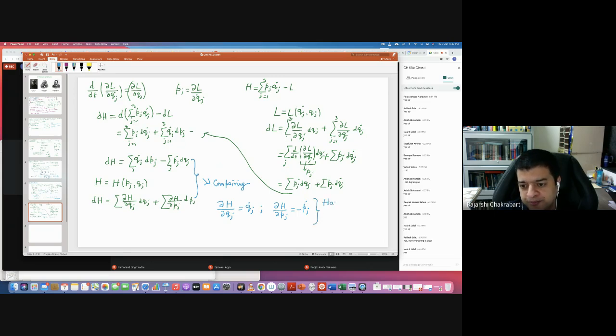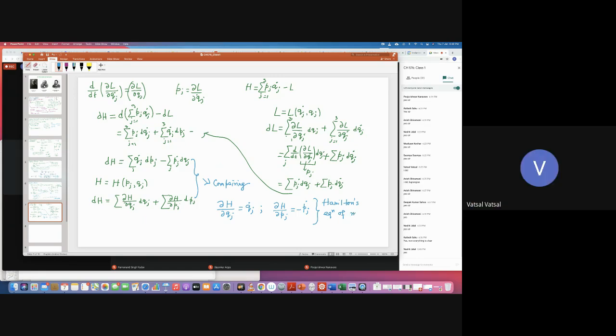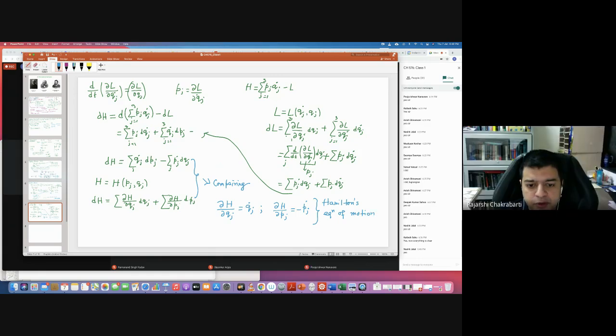How many of you know? This is another formalism for classical mechanics. I think they got switched. It should be the opposite: ∂H/∂qj should be minus ṗj. Yes, sorry. But this is called Hamilton's equations of motion.